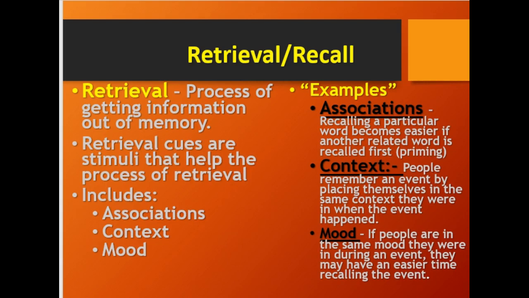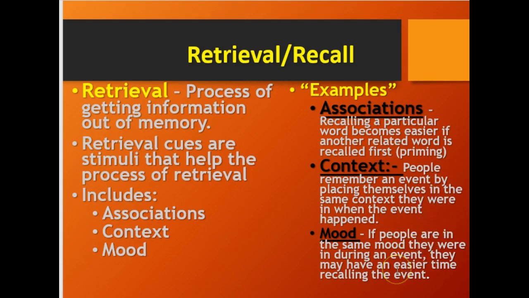such as priming. This is called priming. In context, we remember events by placing ourselves in the same context we were in when the event happened. If we were there at 9/11 and we see pictures or watch movies, then we remember that because we were there. It's almost as if we were there all over again.